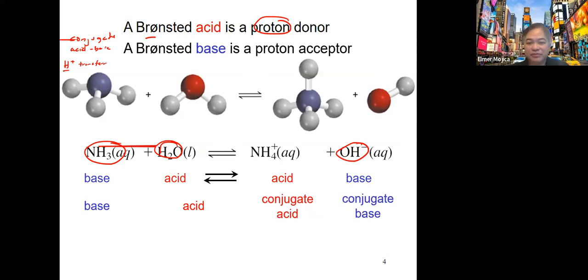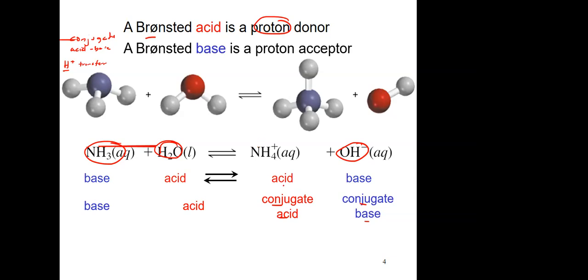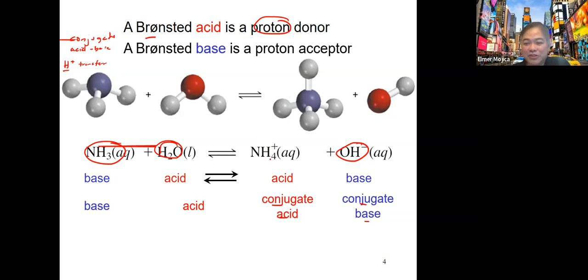How do you know if it's a conjugate acid or a conjugate base? All you need to do is look at the hydrogen. Whenever you have a conjugate acid, it should have one more hydrogen, or plus one hydrogen, compared to the original one. And a conjugate base has one less hydrogen. The question you may be asked is which is the conjugate acid or which is the conjugate base of the following. So that's the common definition of acids and bases.